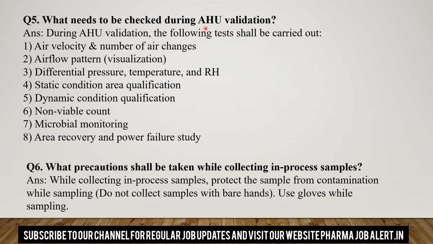So what needs to be checked during air handling unit validation? Friends, during the air handling unit validation, the following tests shall be carried out, which include air velocity and number of air changes, the airflow pattern, differential pressure, temperature and relative humidity, static area qualification, dynamic condition qualification, non-viable count, the microbial count, area recovery and power failure study. These 8 things need to be tested.